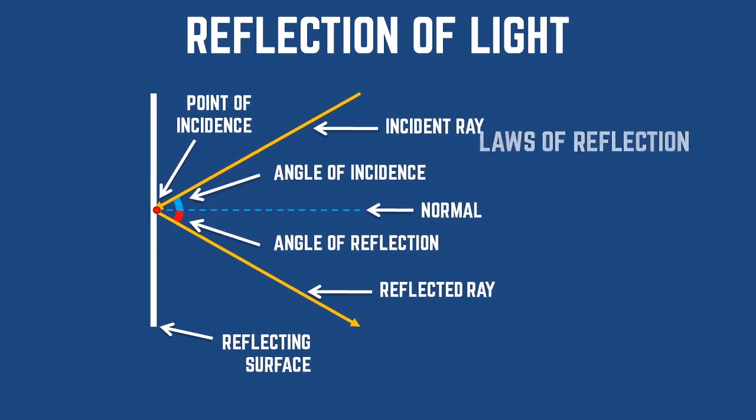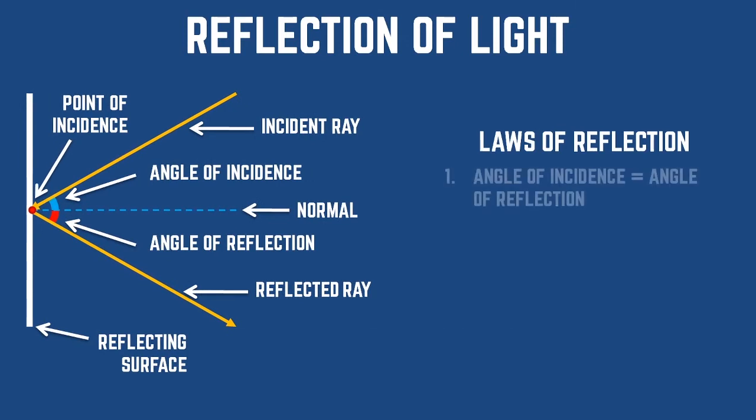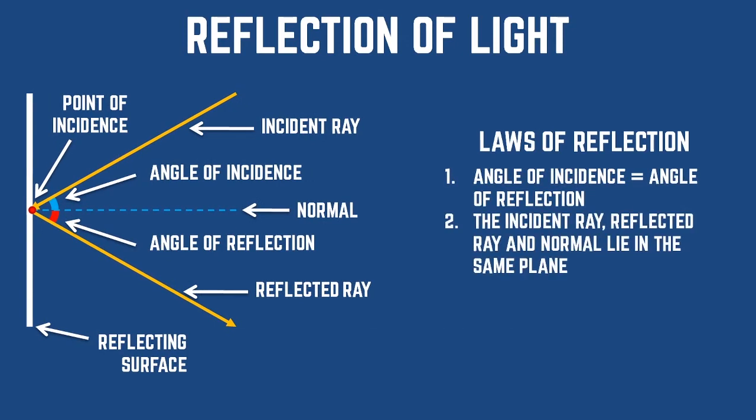The laws of reflection are as follows. The angle of incidence is equal to the angle of reflection, and the incident ray, reflected ray and normal lie in the same plane. These laws of reflection are followed by all reflecting surfaces.